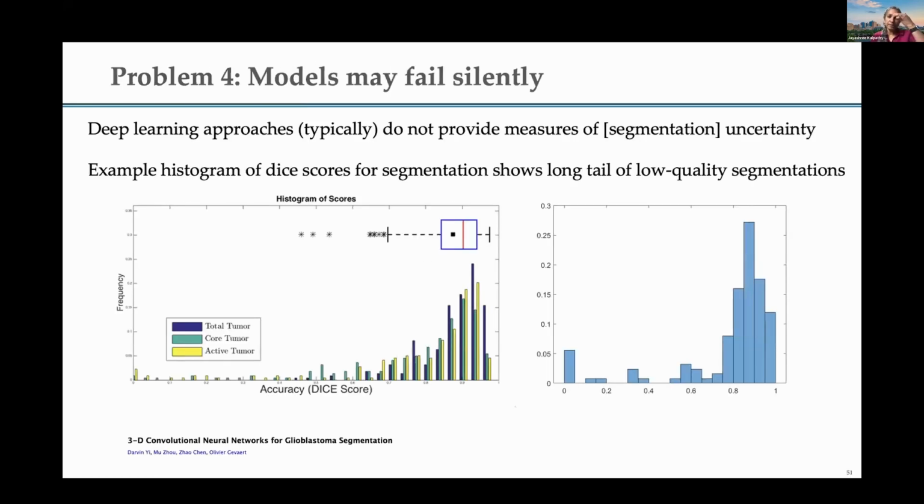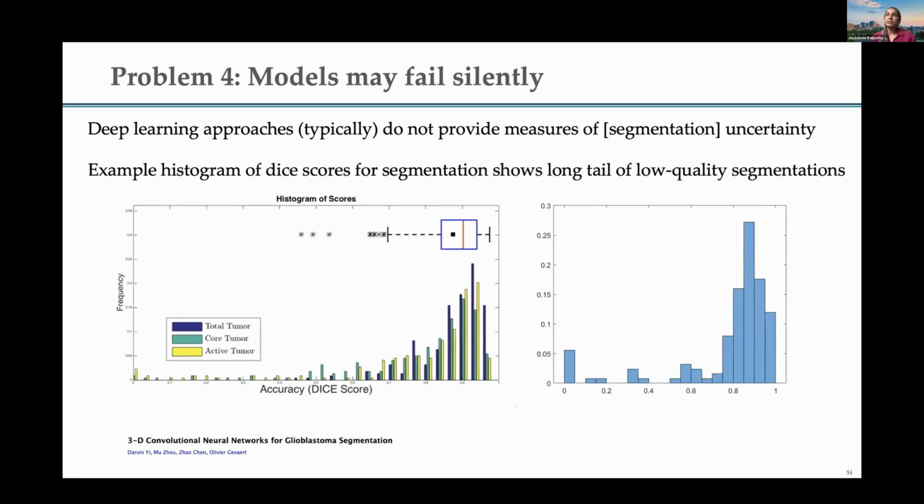Problem number 4 that we want to touch upon is this notion of silent failures. Very often, for instance, when we're looking at a DICE score of a tumor, what we see is that it has a long tail. People typically report the median or mean value, but really rarely talk about this long tail where the algorithm completely failed. It might be a small minority of cases, but the problem is that you don't know without ground truth which of those cases failed.